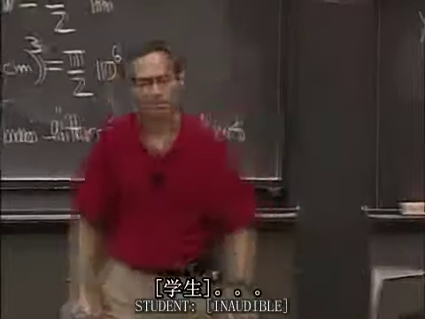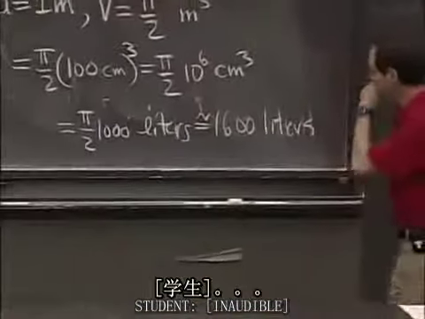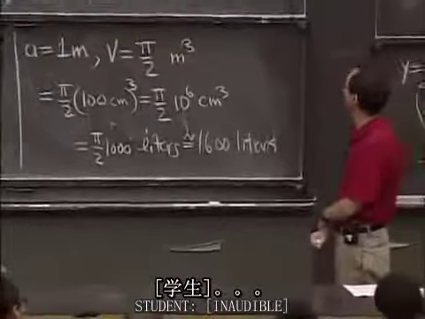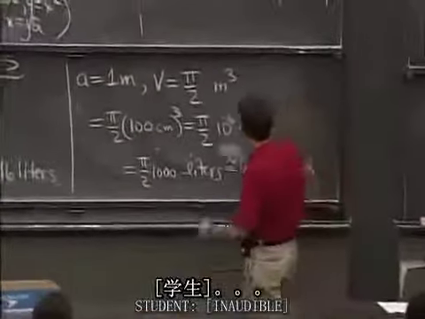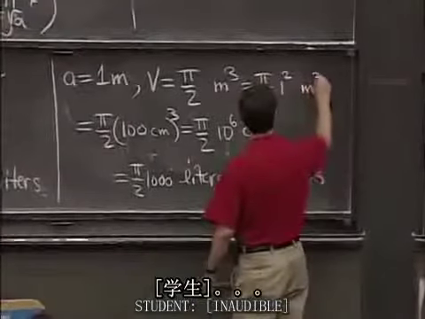Yeah? So, in the second case, though, I still don't understand. Isn't b equal to pi over 2 multiplied by a squared, which is 1 in this case? Yeah. So it's 100 centimeters squared, right? No.